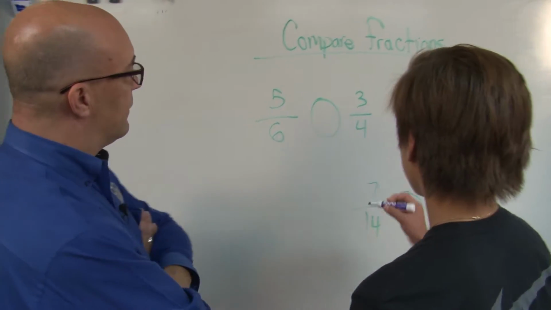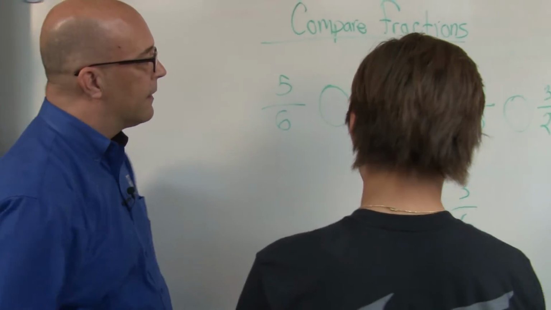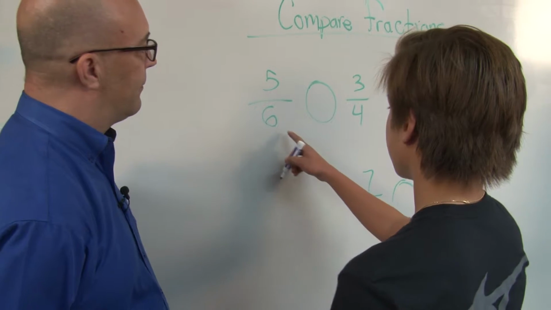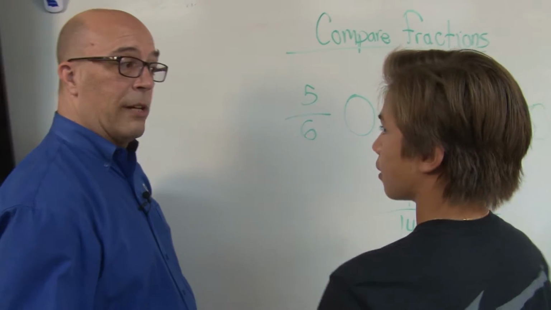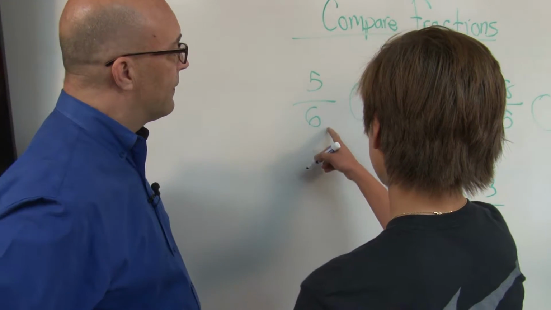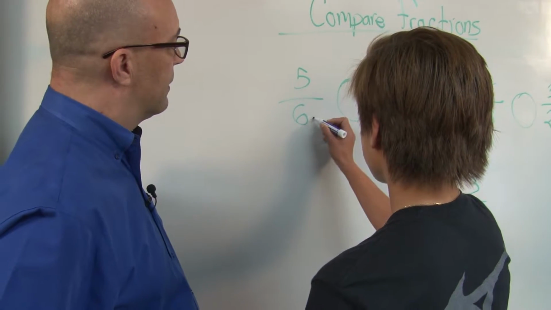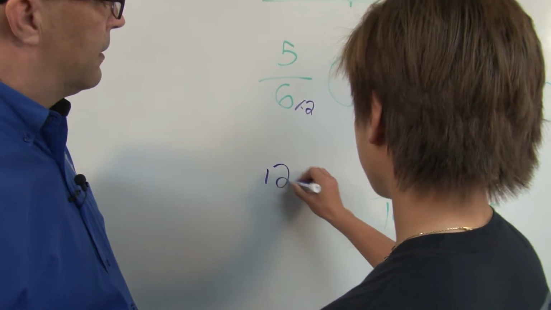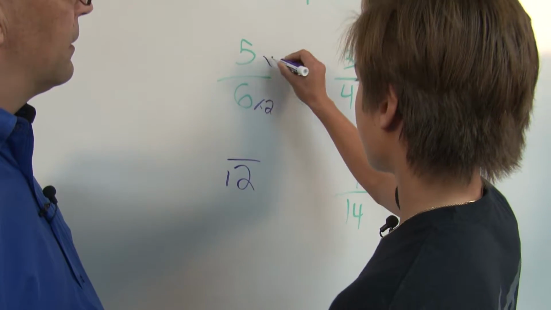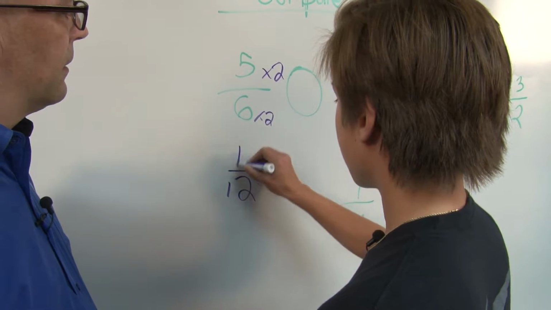All right. So you have to find the lowest number that they both go into. Right. And 6 goes into 12 and 4 goes into 12. All right, so you're going to turn them into 12s? Yes. Okay. And 6 goes into 12 2 times. So that's times 2. And then that's 12. So then you have to do the same thing to the top, times 2. And that's 10.